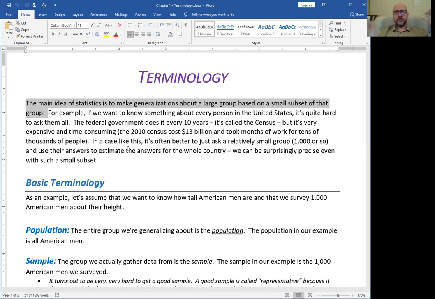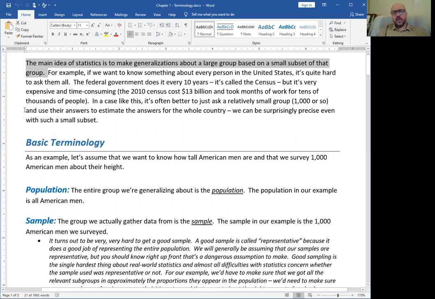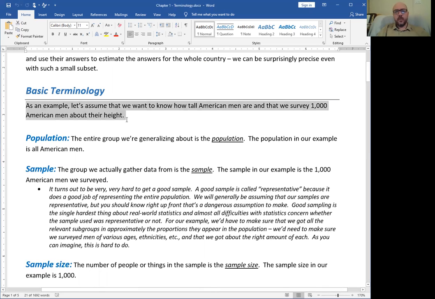That's, in fact, the main idea of statistics, or at least the type of statistics that we're doing here. So a couple terms, a couple I mentioned already. As my example, just imagine that we want to know how tall American men are and that we're going to survey 1,000 of them about their height. And then I'll put each of these terms in that context. So the entire group we're generalizing about is the population. We are not going to actually talk to everybody in the population. What we're going to do is talk to a small subgroup of them called the sample.